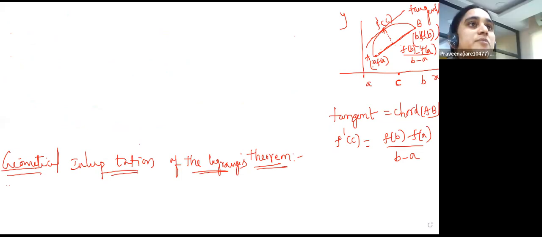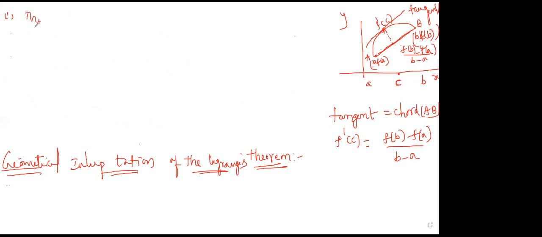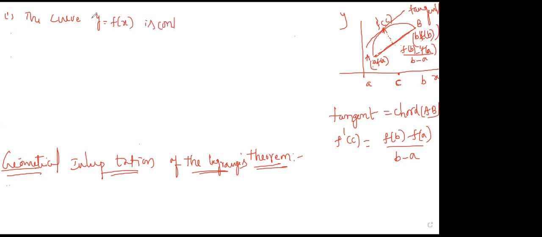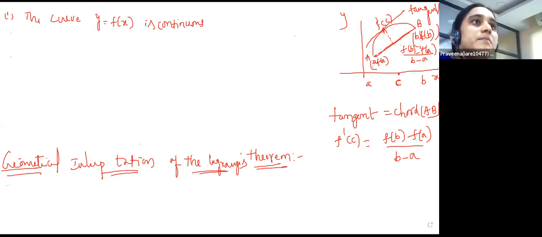Now write in the first point for the geometrical interpretation. First point, I'll start here after the diagram. First point, the curve y is equal to f of x is continuous in closed interval a comma b.